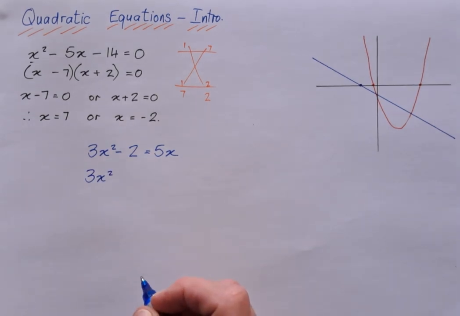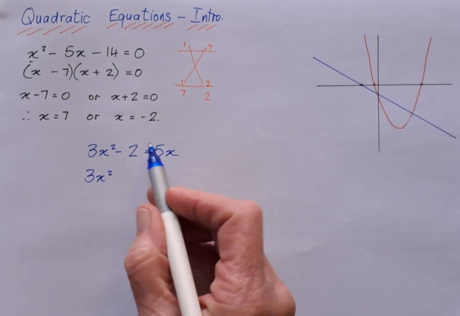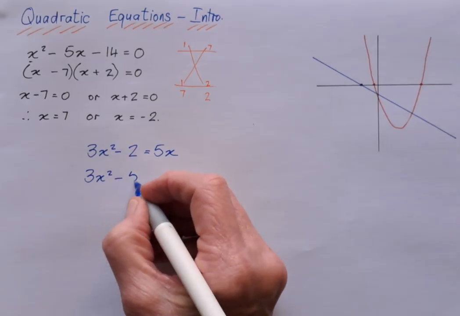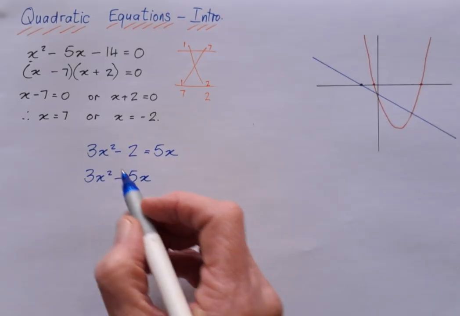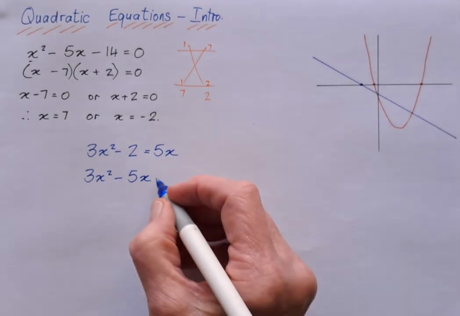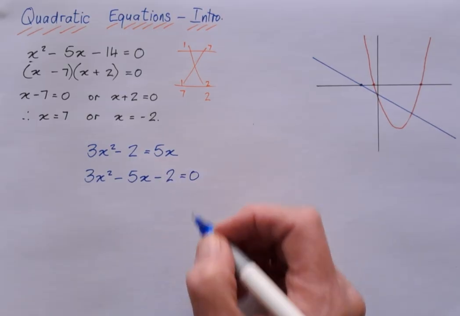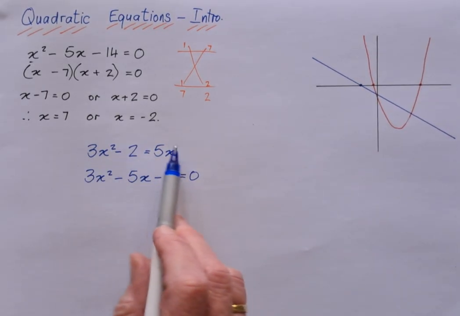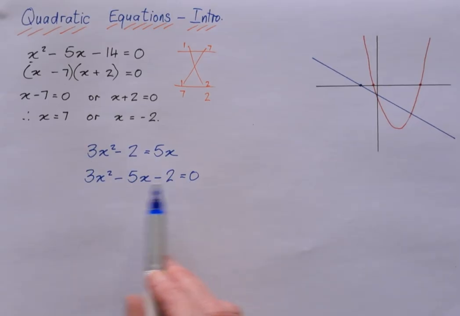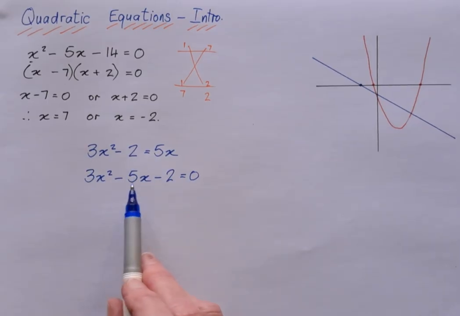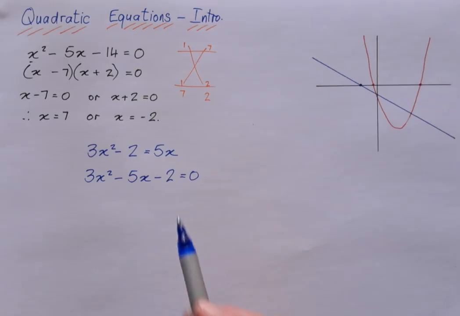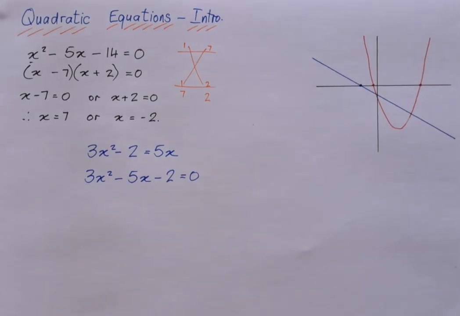Then I need my x term next. So I'm going to bring this across as minus 5x. And then that term is staying on the same side as where it is, so it's going to keep its sign, equals 0. So all I've done is I've manipulated that into the correct form of ax squared plus bx plus c equals 0. And now I need to go ahead and factorize my trinomial.